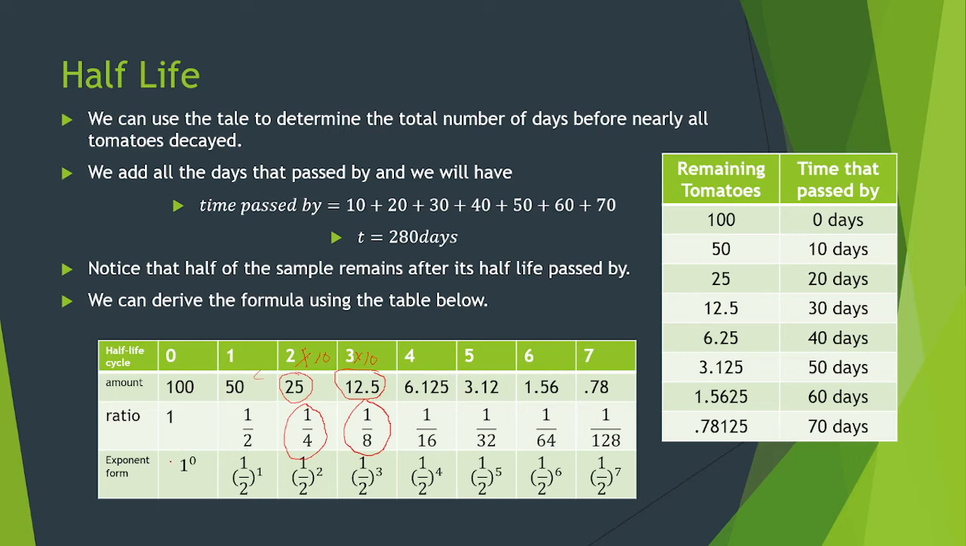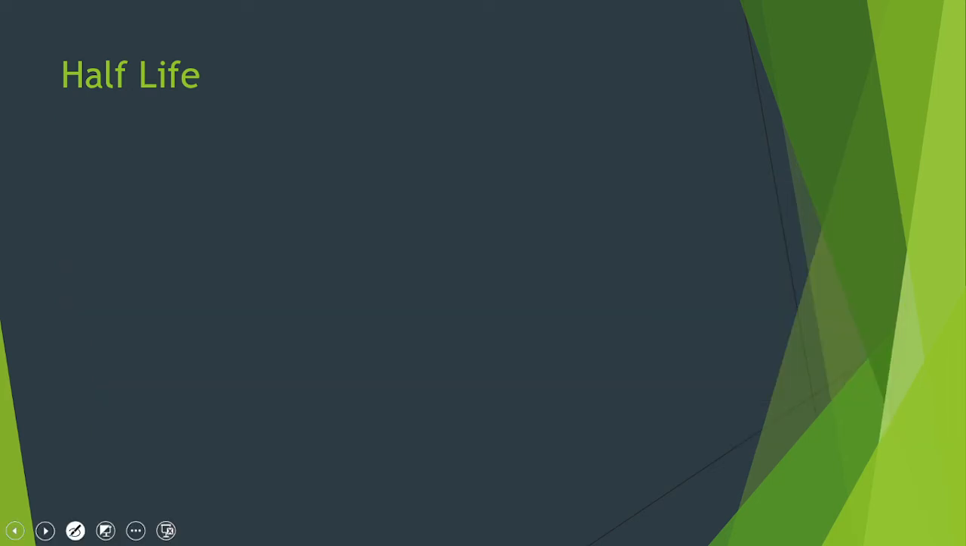All right, so we can express this in its exponential form. 1 raised to 0 is just equal to 1, and 1 half raised to 1 is 1 half, and 1 half raised to the power of 2 is 1/4, and so on and so forth. So we will see that by following this table, we can formulate an equation.